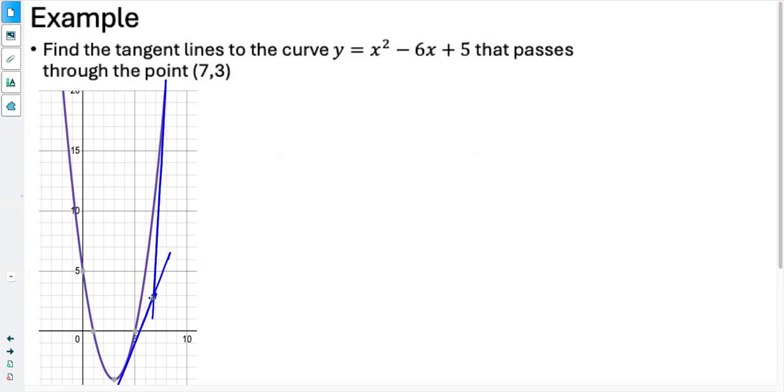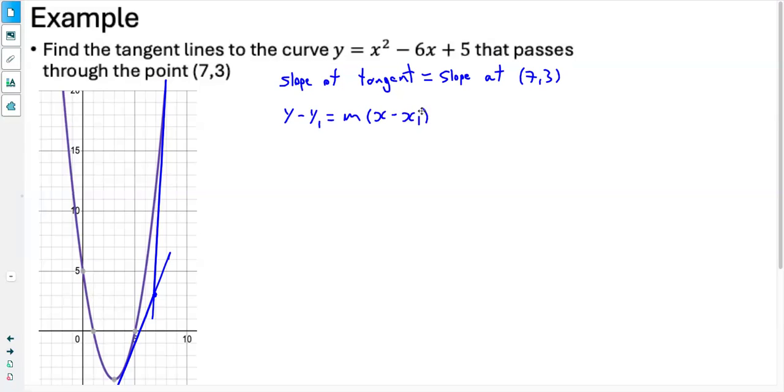Now, one key thing to know is for each of these lines, our slope as we are touching our graph here would be the same as our slope here. So we know that the slope of our tangent is the same as our slope at the point that they give us. Now, we know that we're going to use our point slope form. So that's y minus y1 equals m times x minus x1. We've already been given x1 and y1. So essentially we right now have y minus 3 equals m times x minus 7.